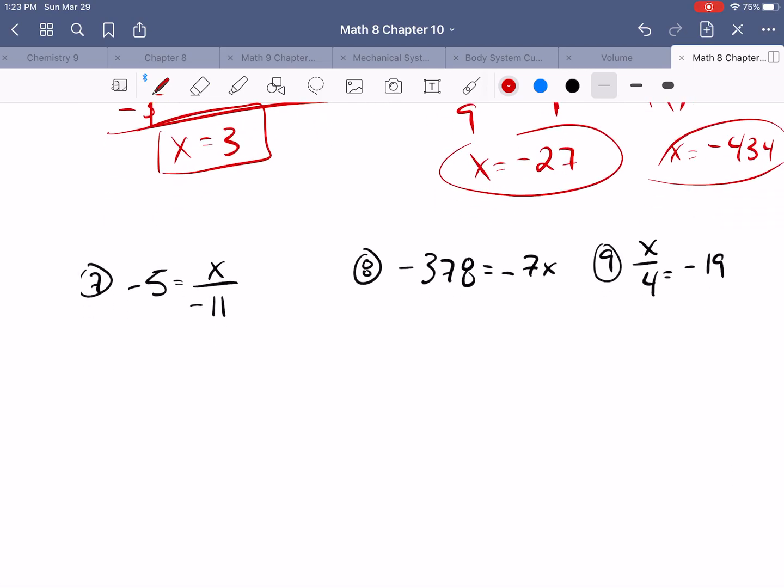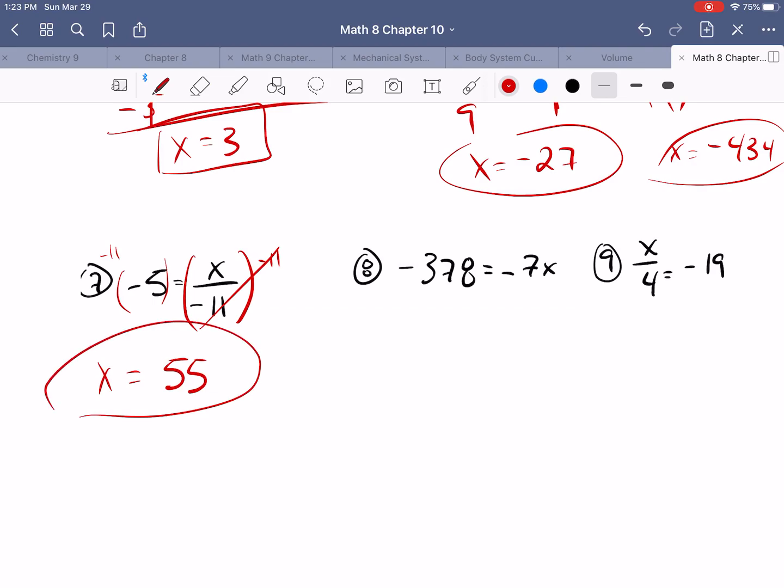Okay, over here, the negative's on the bottom. Okay, that's okay. I'm going to bring that to the top right here. Bam it. Over here, negative 11. So a negative times a negative is a positive, and so I know that this time my x is going to equal positive 55. Okay, this one right here, I'm going to have to divide because this number is negative 7 right here. So I'm going to have to go over here and divide by negative 7. 378 divided by negative 7 is 54. Okay, so this becomes positive because a negative divided by a negative is a positive, and there we go.